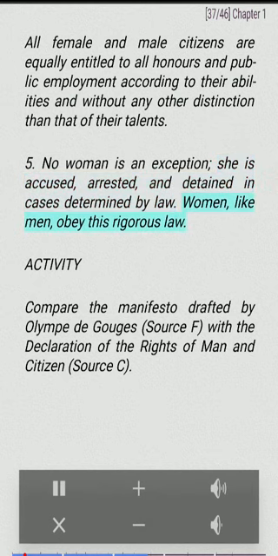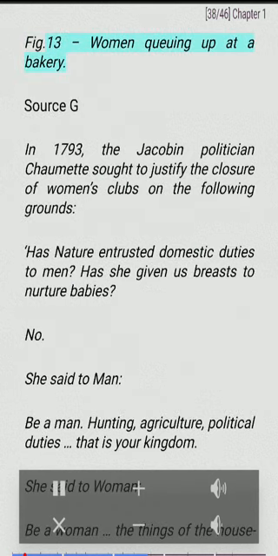5. No woman is an exception. She is accused, arrested, and detained in cases determined by law. Women, like men, obey this rigorous law. Activity. Compare the manifesto drafted by Olympe de Gouges, Source F, with the Declaration of the Rights of Man and Citizen, Source C. Fig. 13. Women queuing up at a bakery.